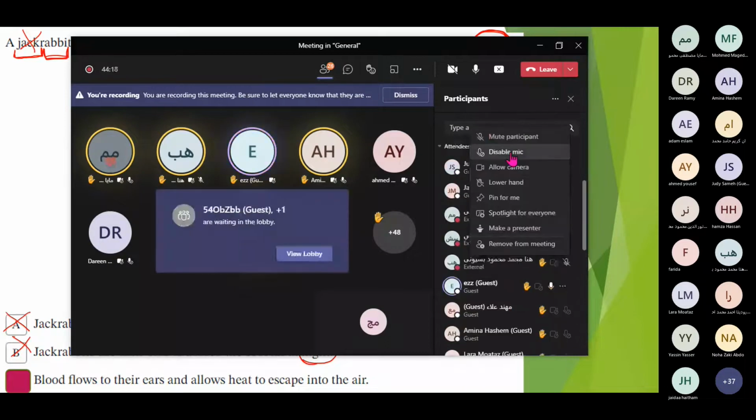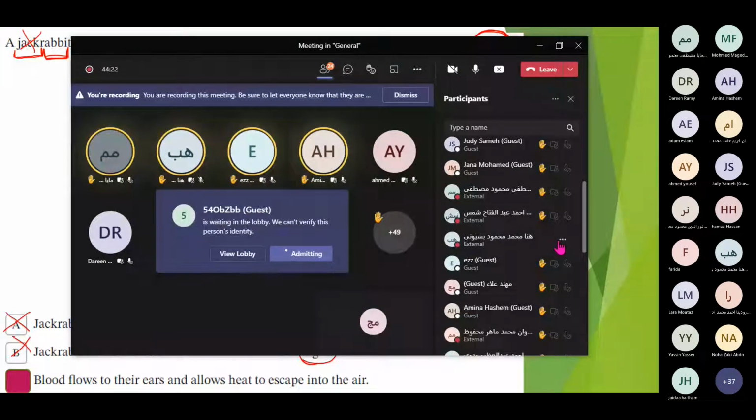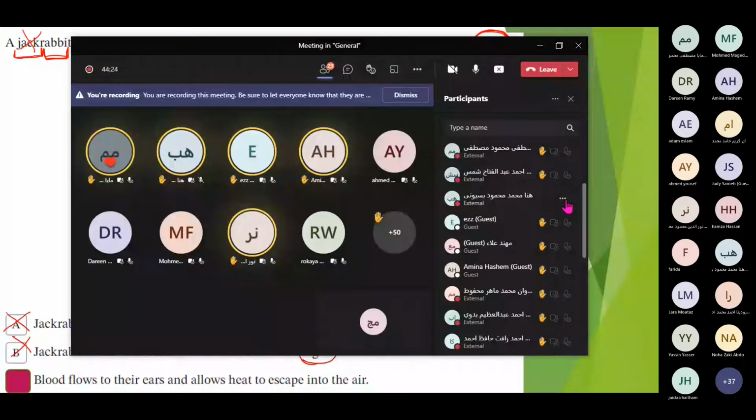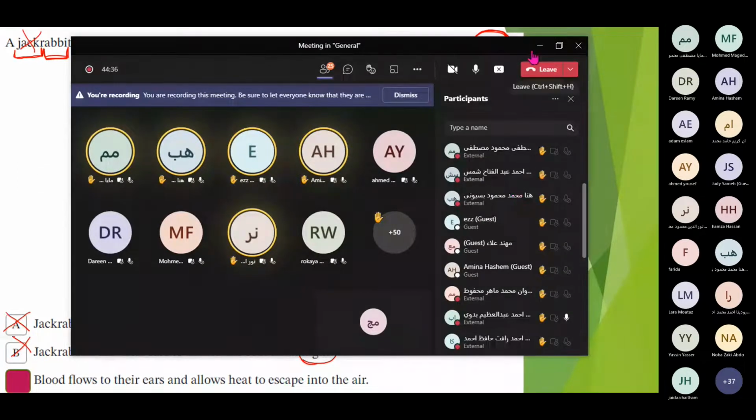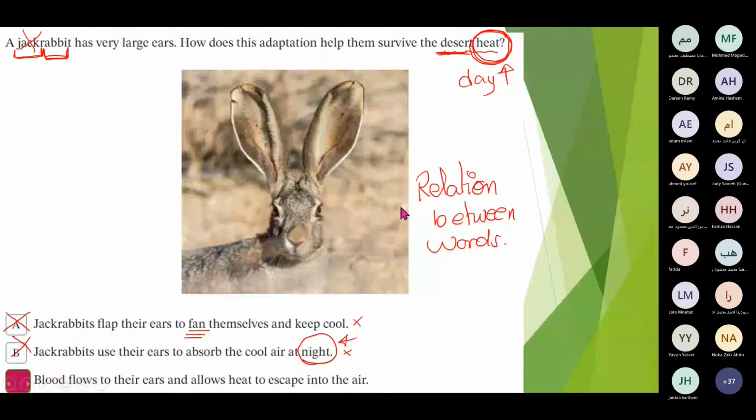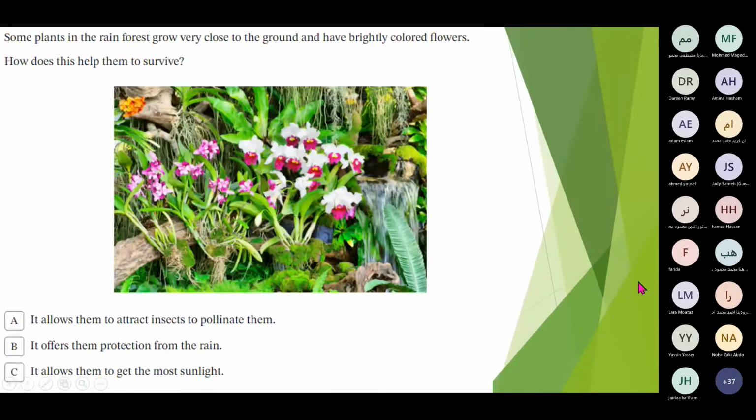Okay, let's admit those who are out and Hannah also. Where are you, Hannah? Yes, thank you. Let's see here. Aser, and I want also Marwan. Aser and Marwan, are you ready? Yes. Let's start with Aser. Aser, can you read the question?